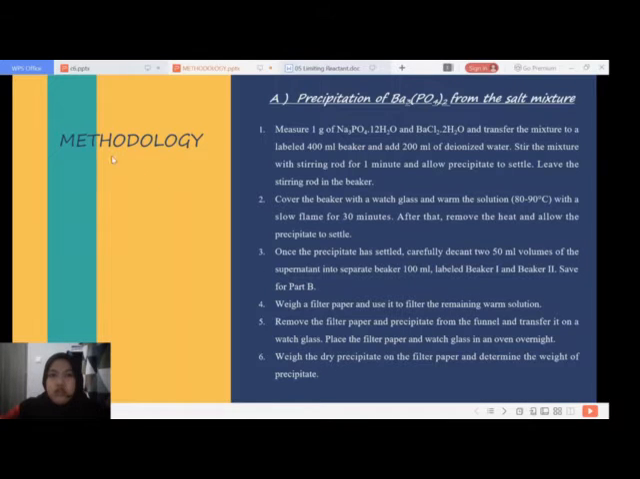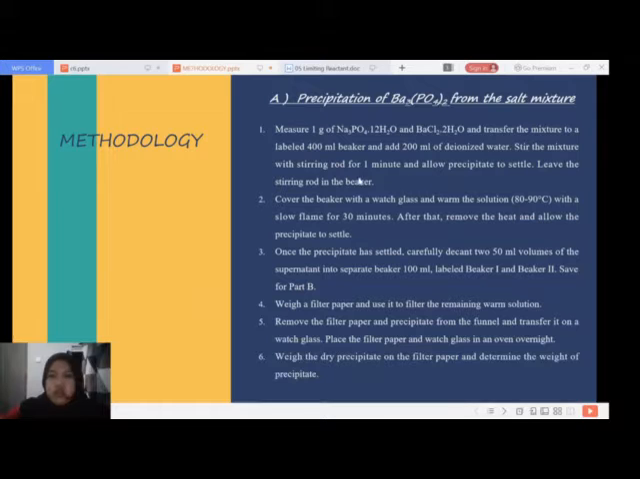I will present the methodology. A. Precipitation of Ba3(PO4)2 from the salt mixture. First, measure 1 gram of Na3PO4.12H2O and BaCl2.2H2O and transfer the mixture to a 400 ml beaker and add 200 ml of deionized water.